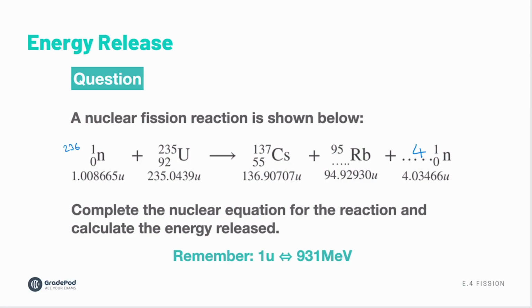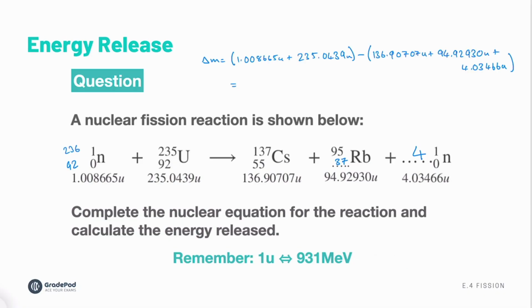The proton number on this side is 92. And we've got 55 on that side so far, meaning that rubidium has 37. That's the first part of the question, a nice easy 2 marks if that's an exam. Now we need to calculate the energy released. First, we go for the mass defect.